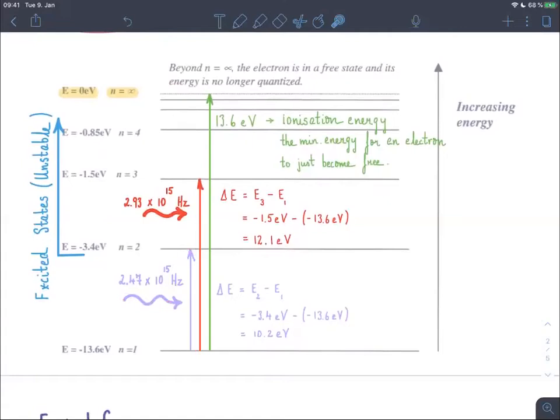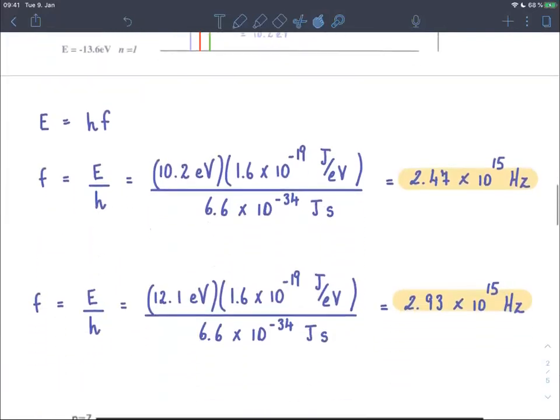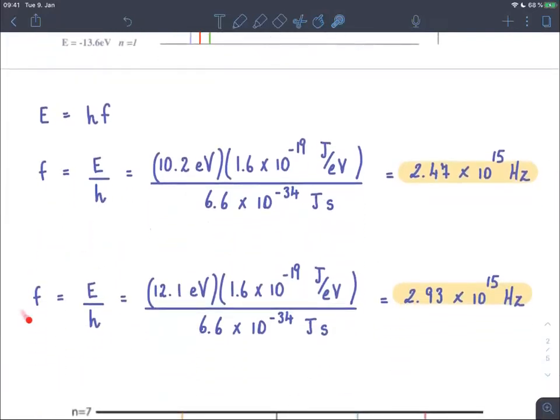However, having said that, we could get a transition directly to the third energy level. You can see that the energy difference is now 12.1 electron volts. And if we repeat the same calculation we did previously, we would find that this now corresponds to electromagnetic radiation of 2.93 times 10 to the 15 Hertz. The working is similar and is shown here, with an energy value of 12.1 electron volts, giving 2.93 times 10 to the 15 Hertz.